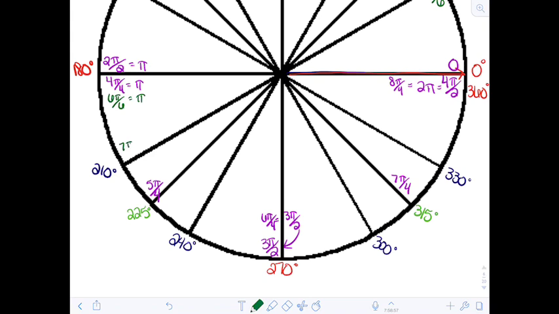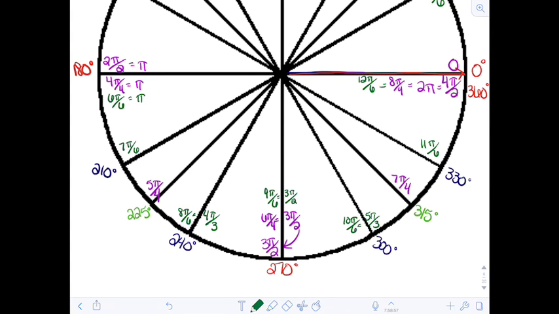Then we have 7 pi over 6. Then we have 8 pi over 6. That's going to reduce to 4 pi over 3. Then we have 9 pi over 6, which is, again, 3 pi over 2. Then we have 10 pi over 6, which is 5 pi over 3. Then we have 11 pi over 6, which does not reduce. And then we have 12 pi over 6, which once again is 2 pi.